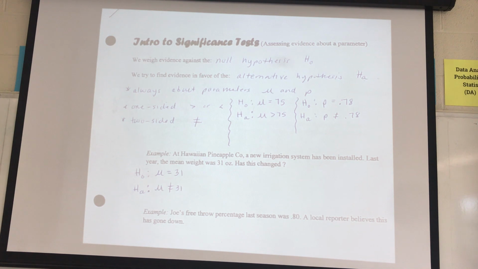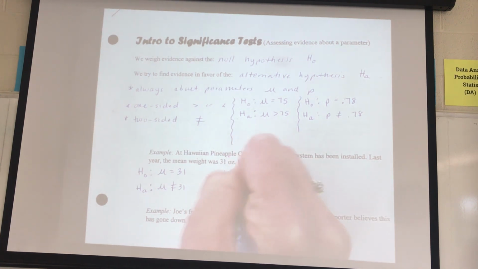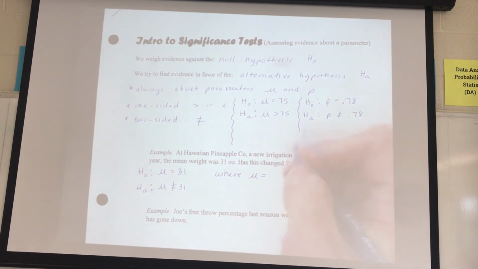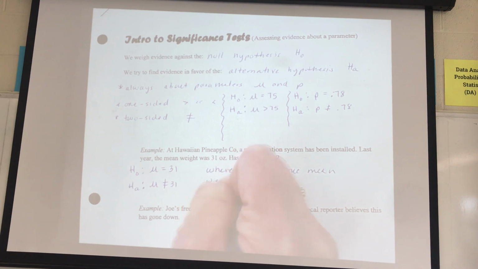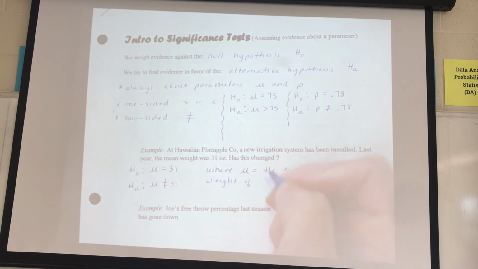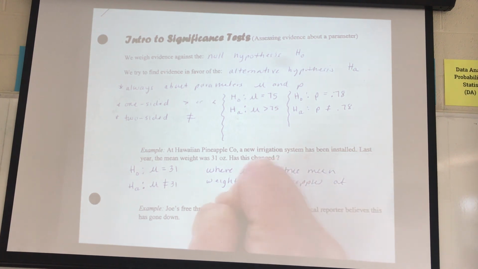We'll do another one, but I want to point something out. There's more room here because you have to write something else here. We need to define the parameter. So I'm going to write here where mu equals the true mean weight of all pineapples at this company. So we're defining our variables.